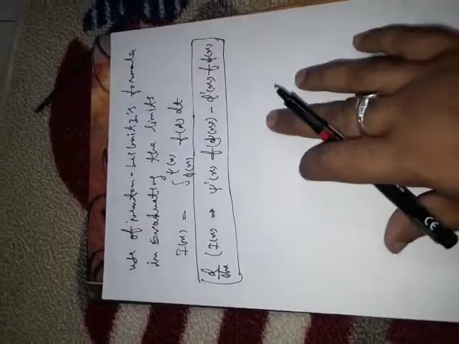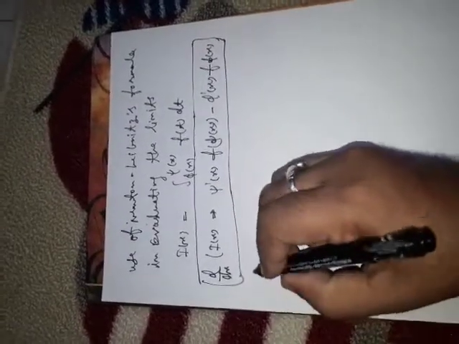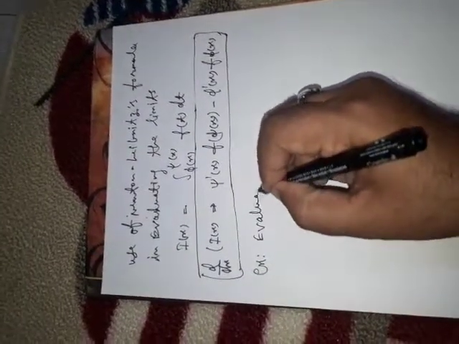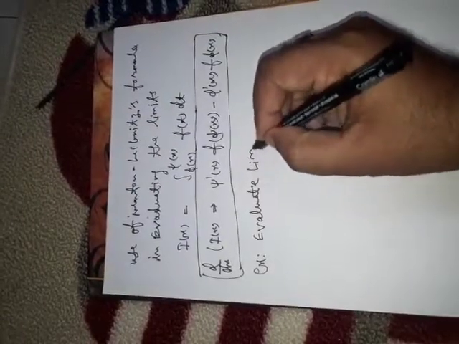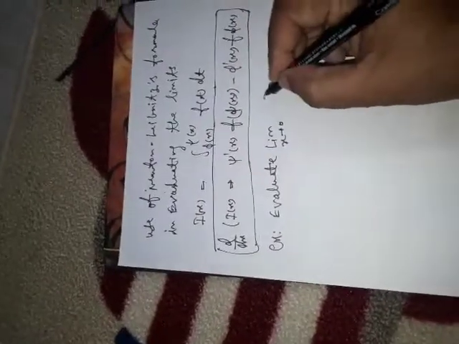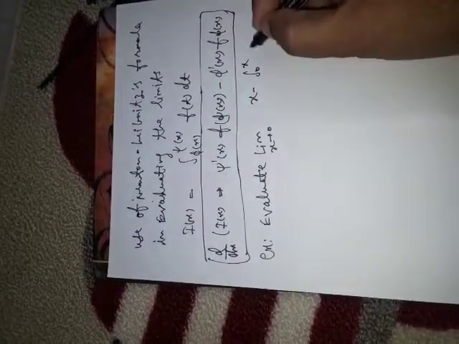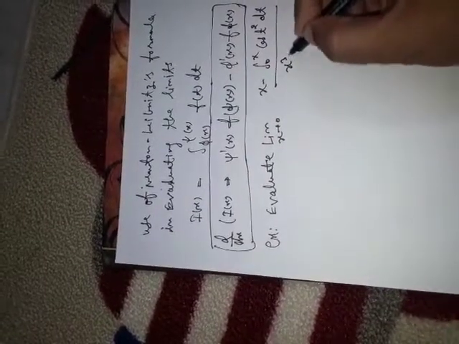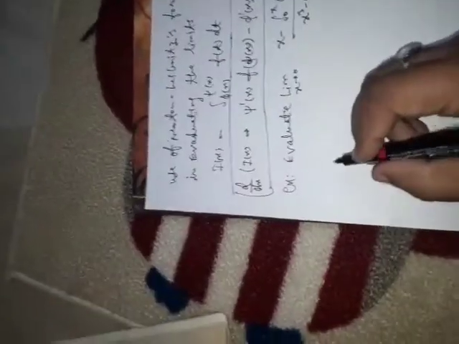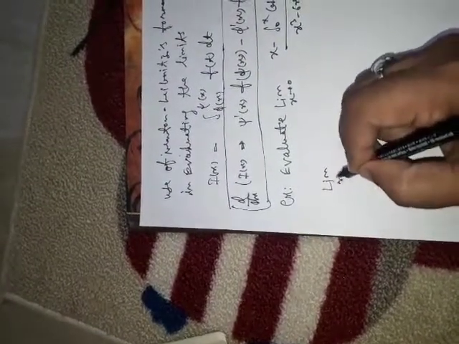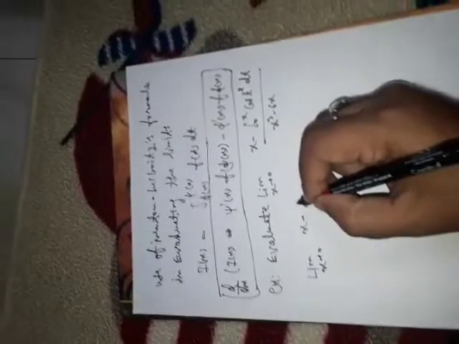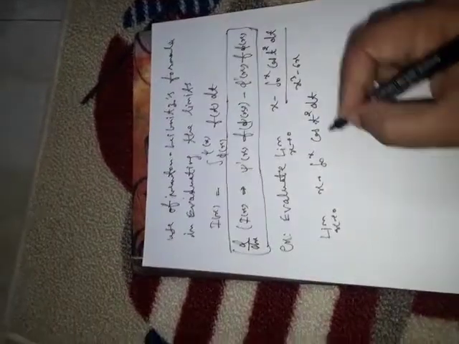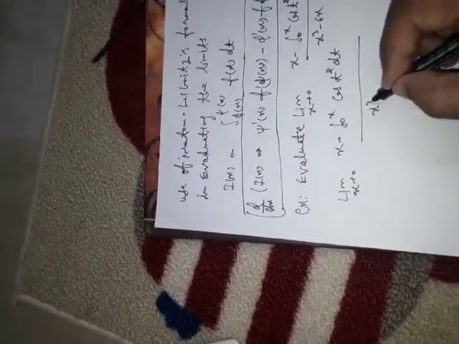Okay. Now we learn how to use this in evaluating limits. Take one example. Evaluate the limit as x tends to 0 of x minus the integral from 0 to x of cos of t square dt, upon x cube minus 6x.